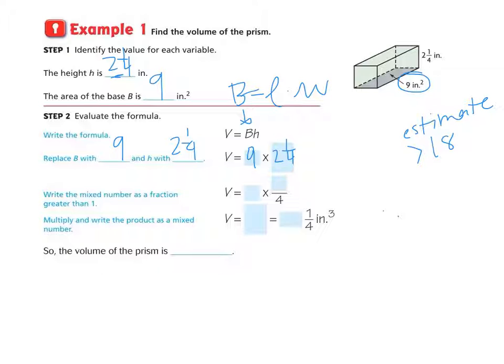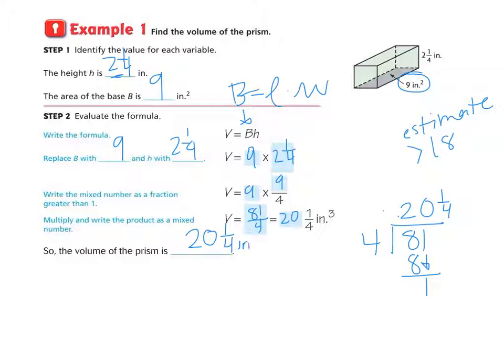So, write the mixed number as a fraction greater than 1, or an improper fraction. So my 9 stays the same. 2 times 4 is 8 plus 1 is 9. So now I have 9 times 9 over 4, which is 81 over 4. And when I divide that back in, 4 goes into 8 twice. 4 doesn't go into 1, so it's 20 and 1/4. So my answer is 20. The volume of the prism is 20 and 1/4 inches cubed. Right there is where I got my answer.